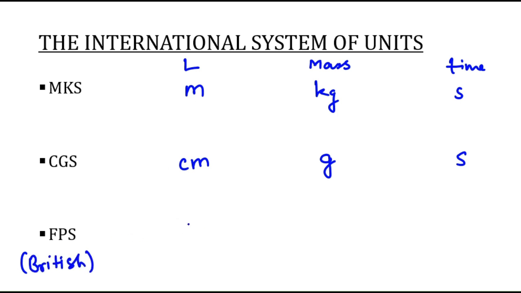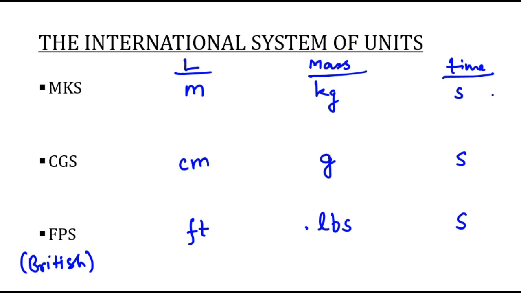Next is FPS system, we call it British system also. So in this system, length is measured in terms of foot, we generally write it FT, and mass is measured in terms of pound, this is LB, sometimes you will get LBS, and time is measured in terms of second. So these are most commonly used international systems of units.